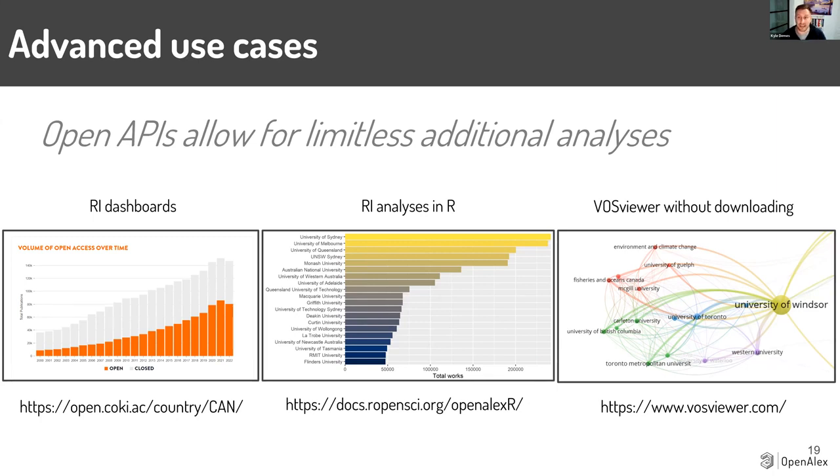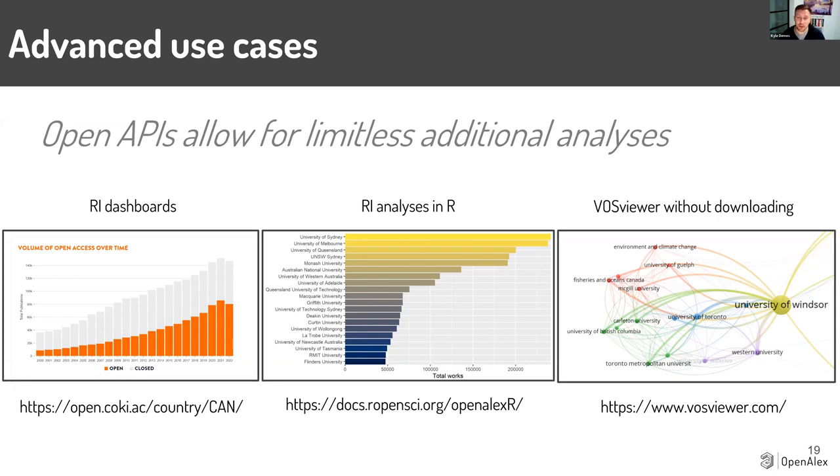Because we have open APIs and you don't need a subscription, it's already integrated into VOS Viewer. So for this example on the right, I just found out what the University of Windsor's institutional ID was, put that into VOS Viewer, and it automatically talked to the APIs to produce this collaborative network of the institutions University of Windsor is working with. So lots of really cool, powerful things are happening with VOS Viewer and API potential.